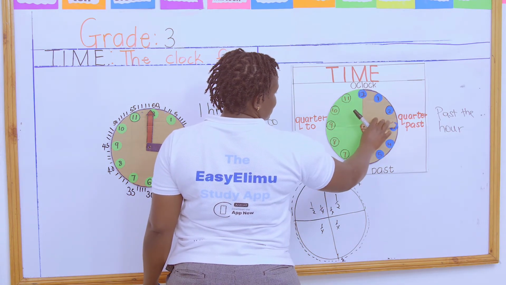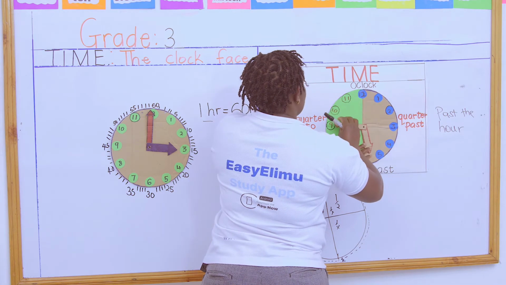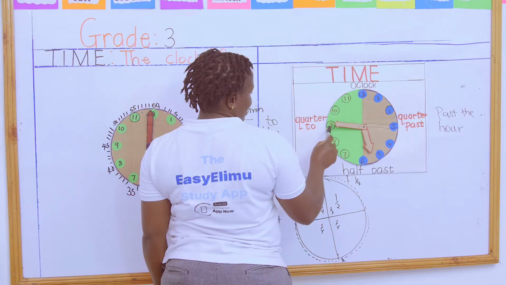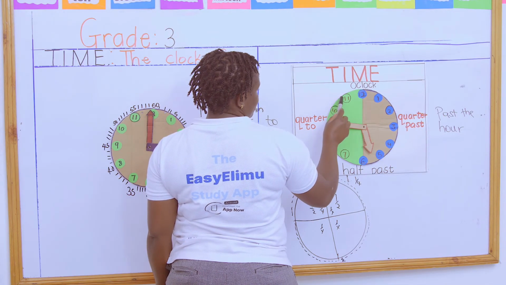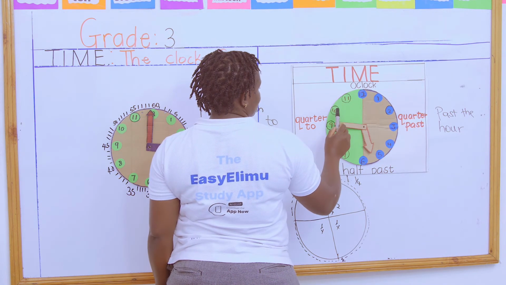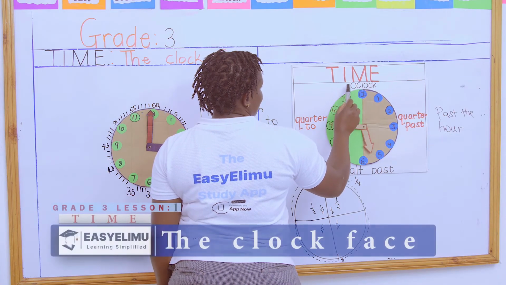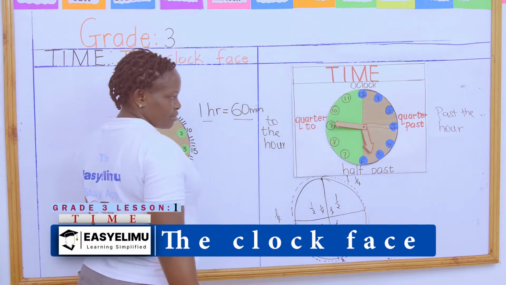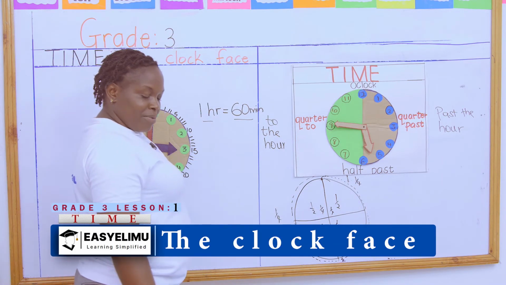But when this long hand comes on this side, it becomes to the hour. How many minutes are remaining when I'm here? They are remaining 1, 2, 3. So this is 5, 10, 15. So they are remaining 15 minutes to the hour. Are we together? Are we communicating?